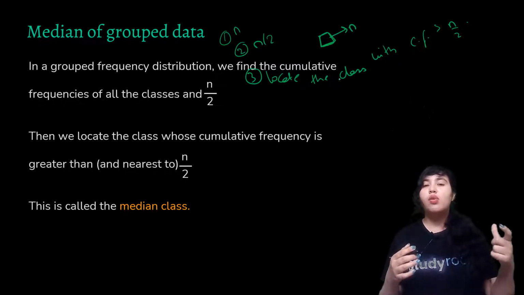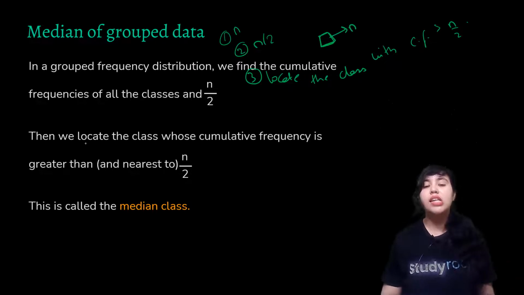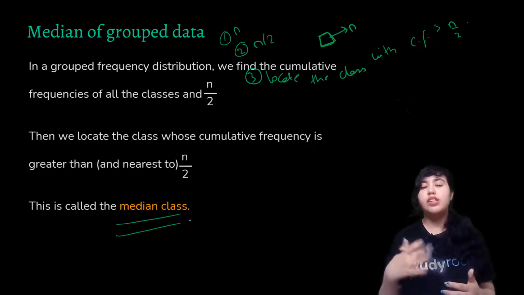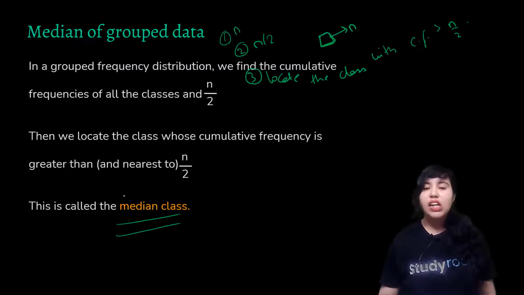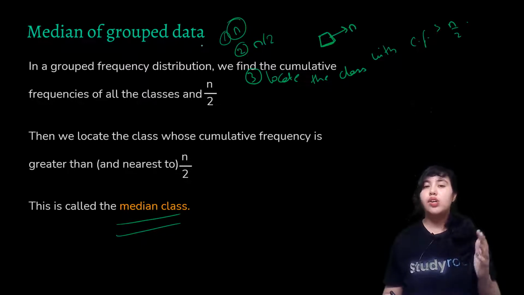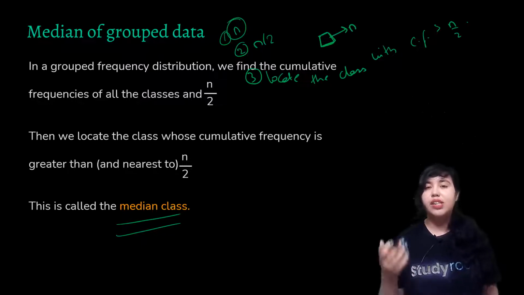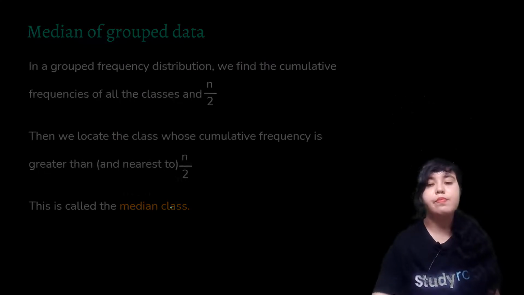Like in mode, where the class which could potentially have your mode was called the modal class, your median class is that class which could potentially have your middlemost observation, or your median. To find this median class, first make a cumulative frequency column. Then look at the last value for cumulative frequency n, do n by 2, and locate the class which has cumulative frequency close to this. That class is the median class. Then you figure out some parameters and make use of the formula.